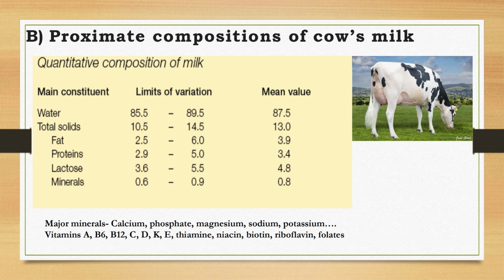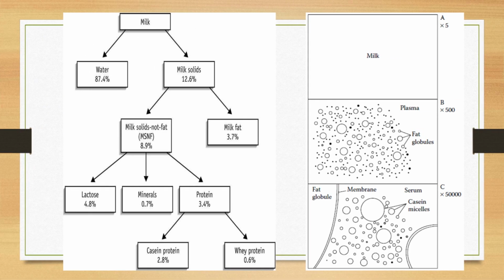The major minerals in milk include calcium, phosphate, magnesium, sodium, and potassium. It also contains a wealth of vitamins like A, B6, B12, C, D, K, E, thiamine, niacin, biotin, riboflavin, and folates. To visualize this, we have a pie chart. It shows that milk is composed of about 87.4% water. The milk solids make up 12.6%, which is broken down into milk fat at 3.7%, lactose at 4.8%, protein at 3.4%, and other minerals at 0.7%. The protein is further divided into casein protein at 2.8% and whey protein at 0.6%.